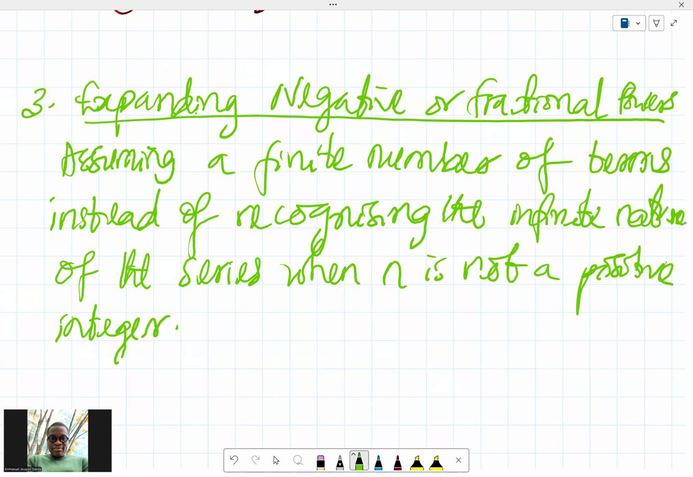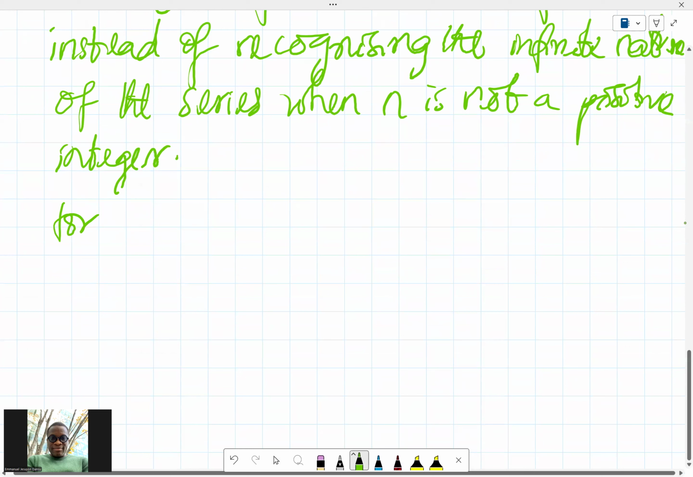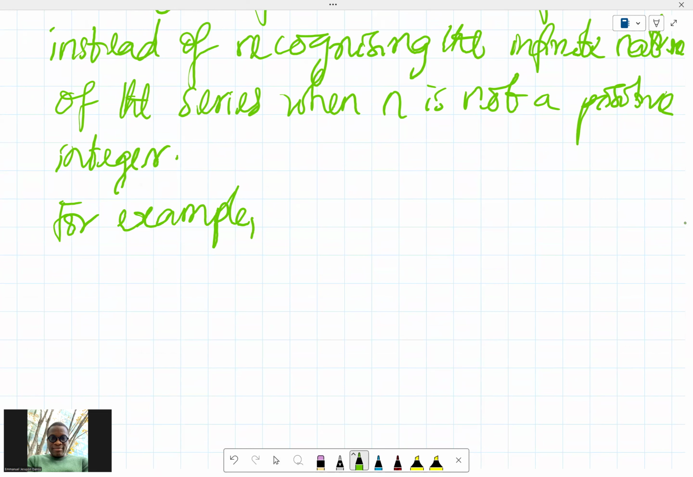Okay. So for example, if you have 1 plus x raised to power half, you never want to forget that you cannot have a finite sum. So the best you can have is an approximation. So you may want to now be talking about maybe the first 2 terms, the first 3 terms.